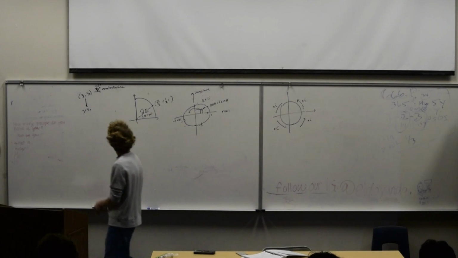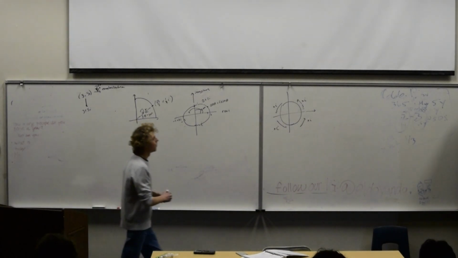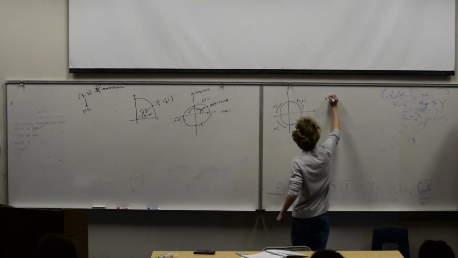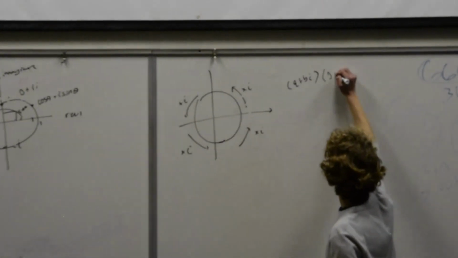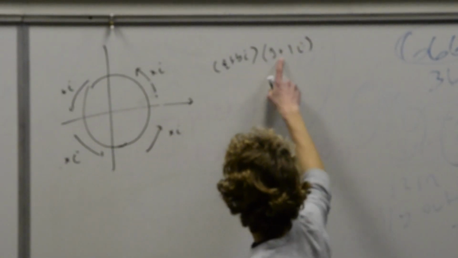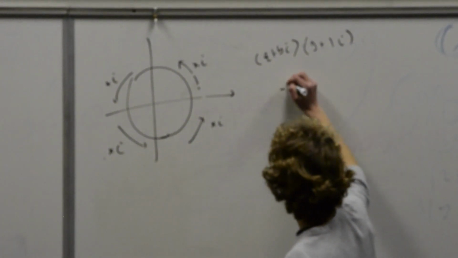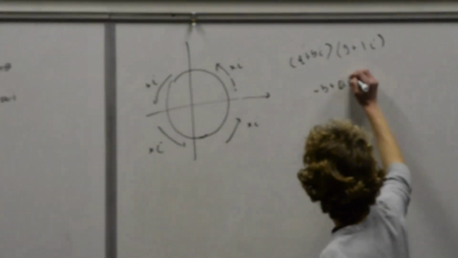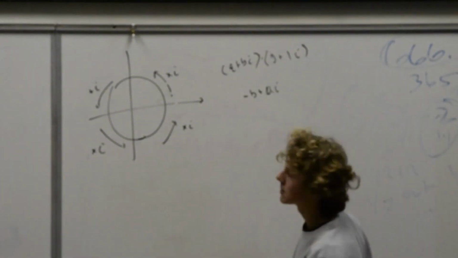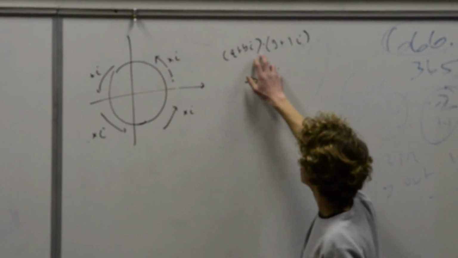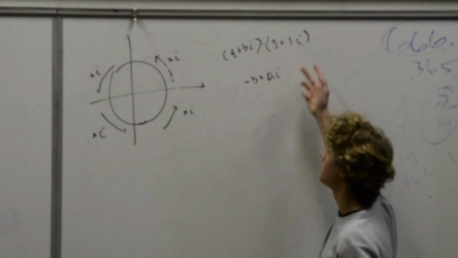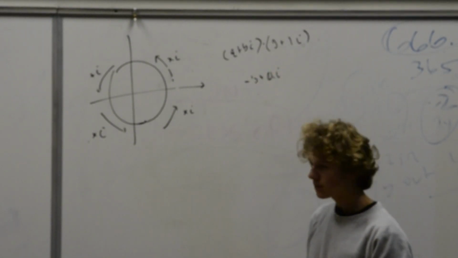So basically, what we did before is we multiplied our point a plus bi by the point 0 plus 1i, and then we ended up getting negative b plus ai. When we multiply complex numbers, we just do the exact same thing as if we were to multiply alpha plus beta times alpha plus beta. We do the exact same thing.